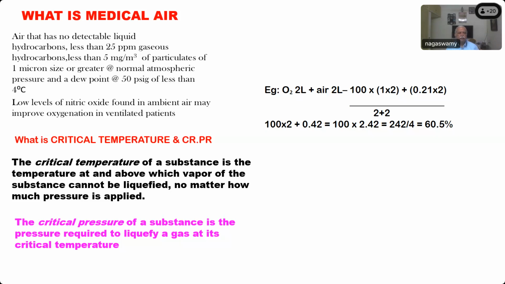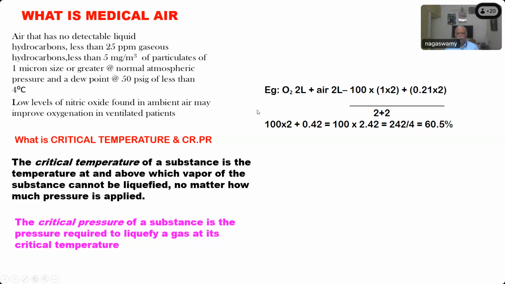medical air. Because nowadays when you go to a petrol bunk and you want to fill your scooter or car with air, that is also air, but that is not medical quality. Okay, that is also compressed air. So low levels of nitric oxide found in ambient air may improve oxygenation in ventilated patients. That is the advantage of getting a purified medical air.